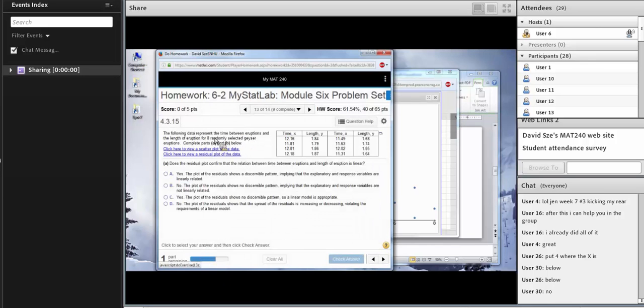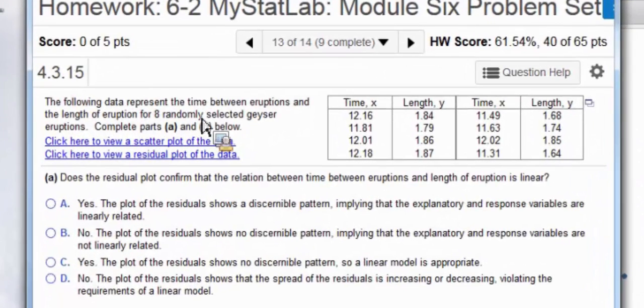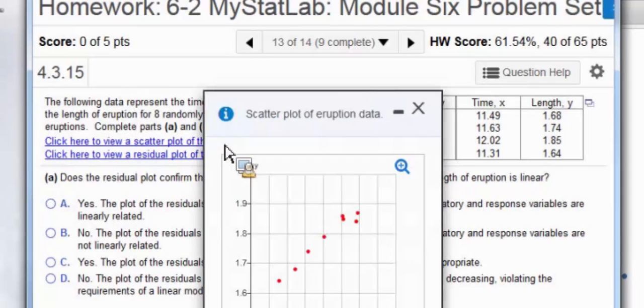Okay, eruptions and the time between eruptions and the length of eruptions. Okay, complete 8 and B. Does the residual plot confirm that the relation is linear? Okay, let's click the, well, let's always click the scatter plot.